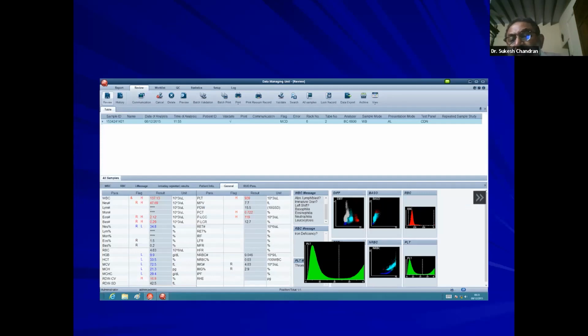The distribution of platelets was normal. There was no platelet anisocytosis that you see in myeloproliferative disorder, where the platelet count can still be less than 9 lakhs. This was only 9 lakhs.